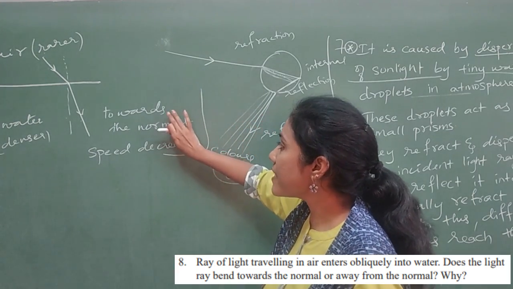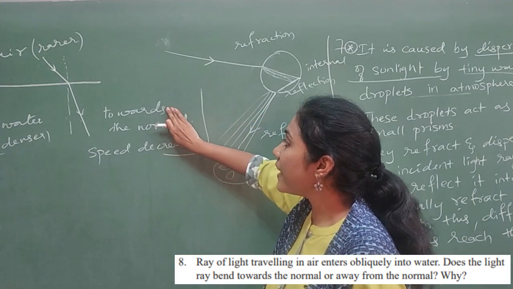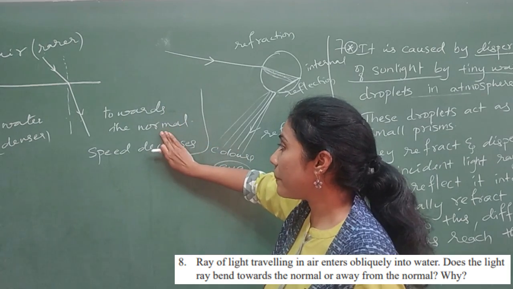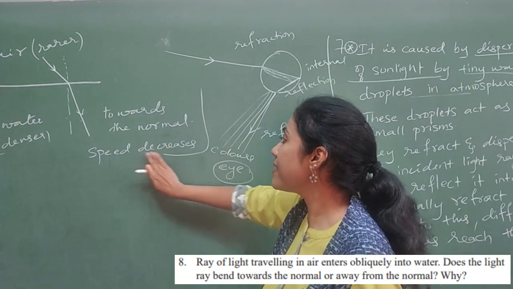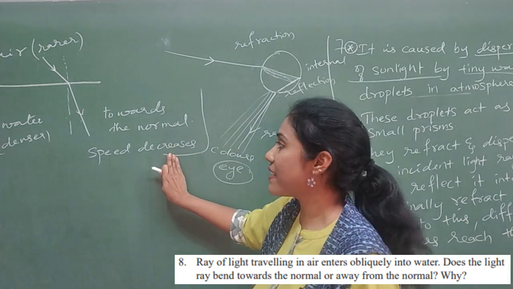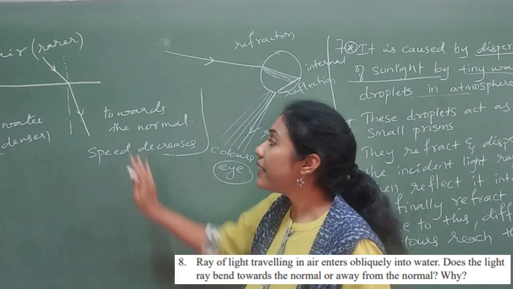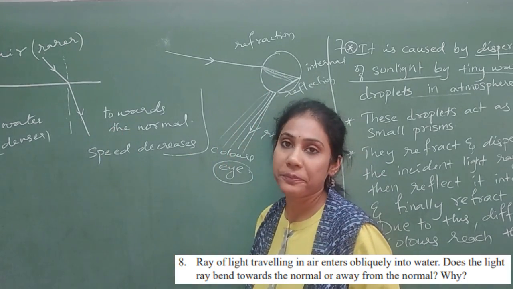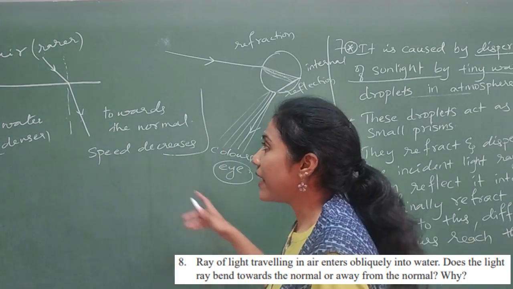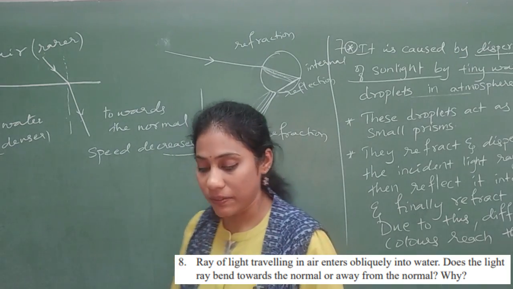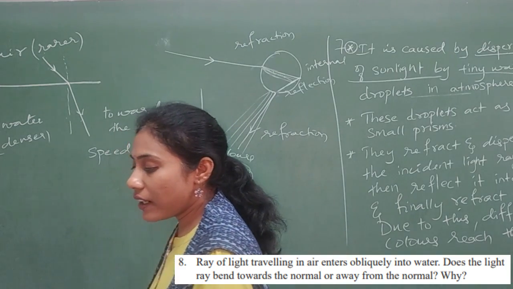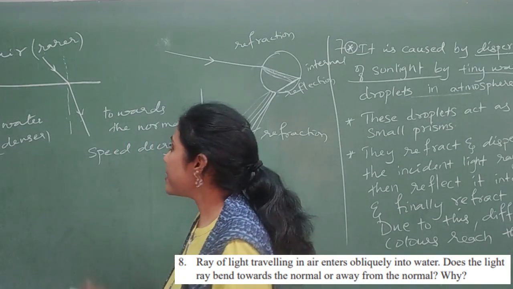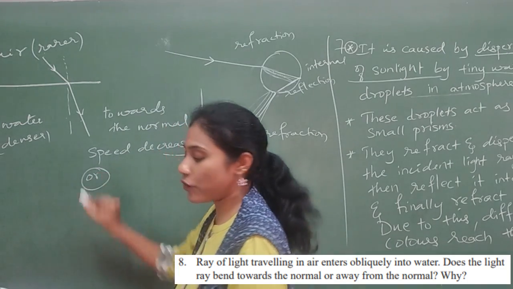Your answer is very simple. The refracted ray moves towards the normal. The reason is that the speed of light decreases in a denser medium. In a rarer medium, speed is more. So that is all about the 8th question. There is an OR option for the 8th question.